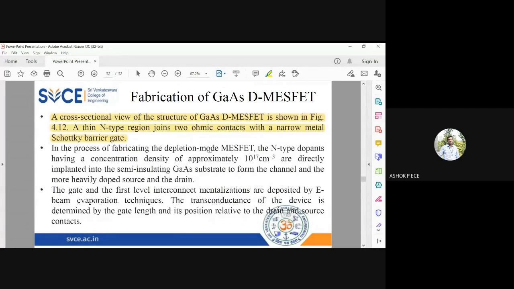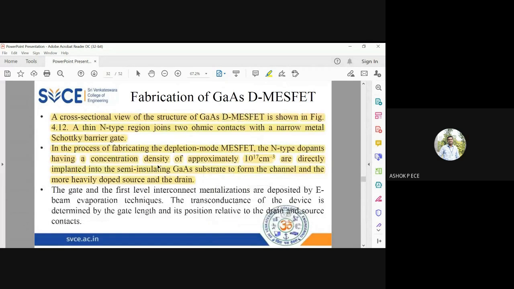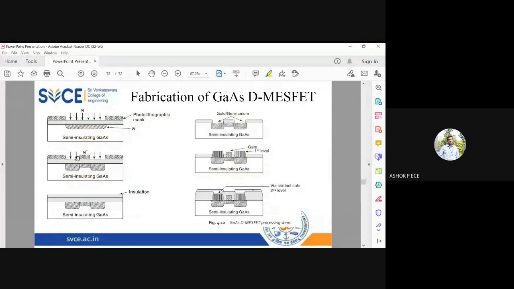In the process of fabricating D MESFET, the N-type dopants are directly implanted to form the channel and the more heavily doped source and drain. So you are going to directly dope the N-type dopants using the ion implantation method, so that you are going to form the source and drain terminals. Okay. So the gate and the first level interconnect metallization are deposited by the E-beam evaporation technology. The first one you see, I'm going to form the gate. The gate is formed first, then only I'm going to form the source and drain.